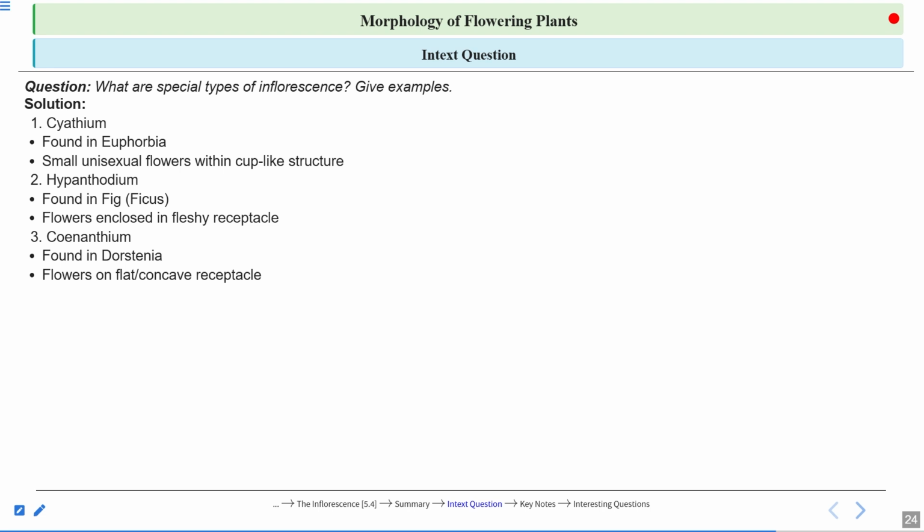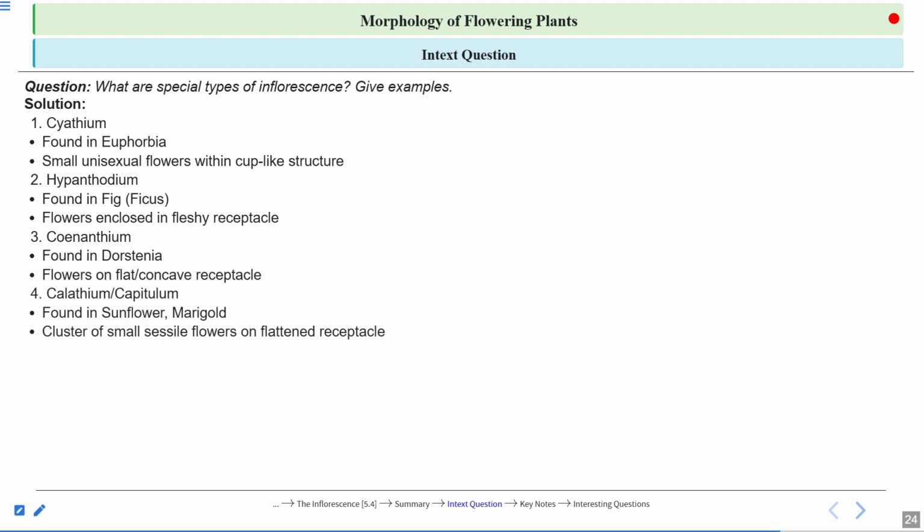Then there is Synanthium. This is a kind of Hypanthodium only, but it is the open version of Hypanthodium. Here also the flowers are present within the receptacle, but the receptacle is open here. This is not closed. In Hypanthodium, the receptacle was closed. Here the receptacle is open. That's why it is known as the open version of Hypanthodium.